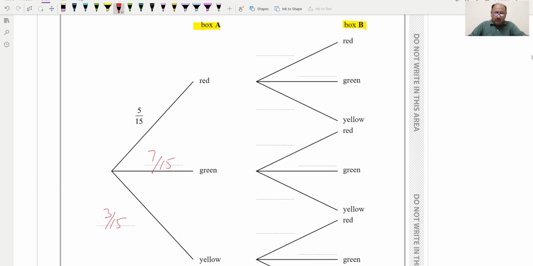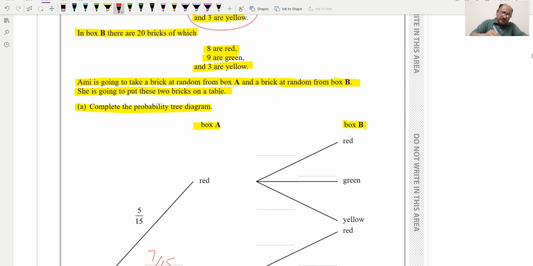Now for the box B detail is this one, which is 8 red, so we'll write 8, and the total is how many? Total is 8 plus 9, 17 plus 3 will be 20, so 8 out of 20, and green are 9 out of 20 and yellow are 3 out of 20.